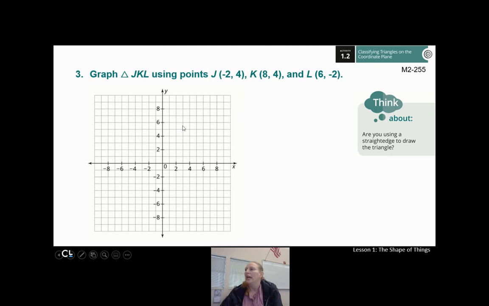All right, so point J is at -2, 4. So I have to go left 2, up 4. And I'll put my little dot there and I'll call it J. K is at 8, 4. So that means I have to go right 8 and up 4. Put my little dot there and I'll label it K. And L is at 6, -2. So I have to go right 6 and down 2. Put my dot there and I will label it L. And of course, use a nice little straight edge to connect the sides all up. Yay. There's our triangle. It's so pretty.